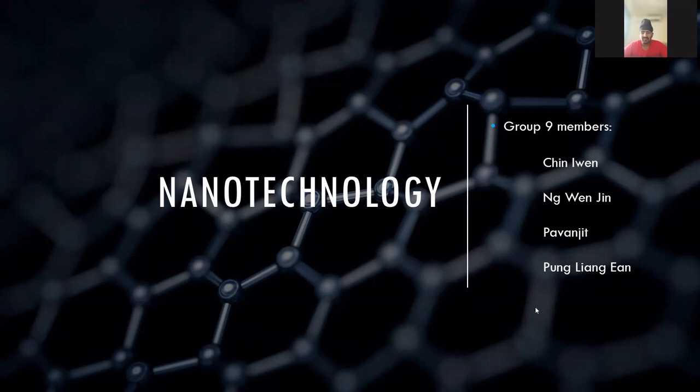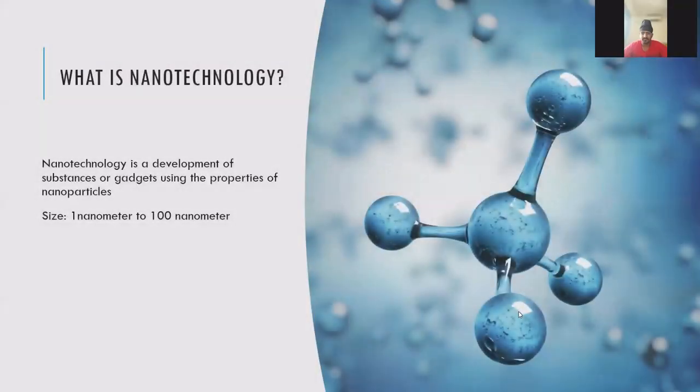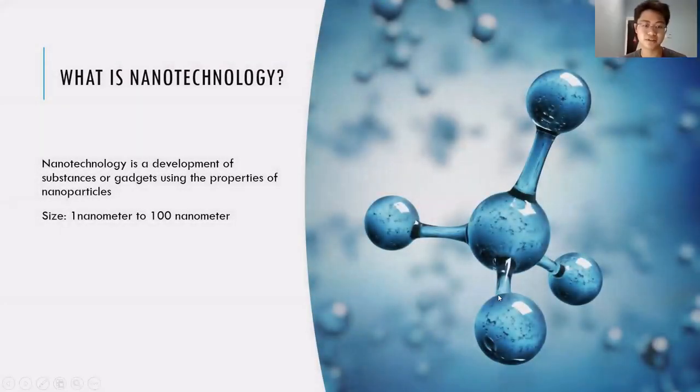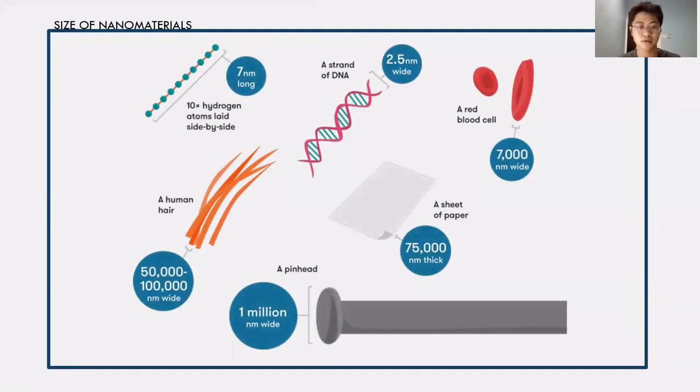Liang En, can you please tell me what is nanotechnology? Well, nanotechnology is a development of substances or gadgets using the properties of nanoparticles. So the size of a nanoparticle is 1 nanometer to 100 nanometer. So this is a diagram which explains some examples of the size of nanomaterials.